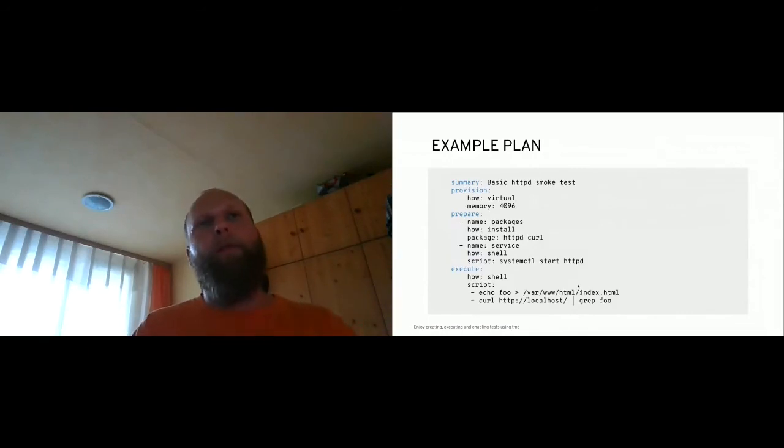So this is level two, the configuration of the steps. You can provide a summary. As for all other objects, you can specify the provision. So here we have virtual. We have specified the amount of memory because it's needed. And then the prepare step. Here you see an example that you can have multiple configs in a single step.